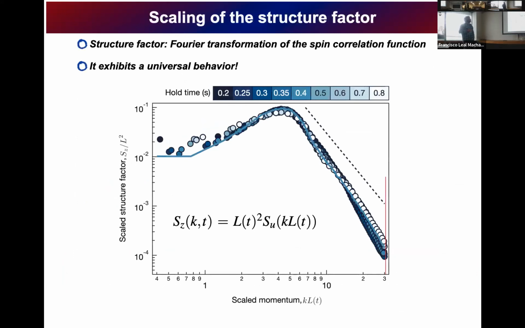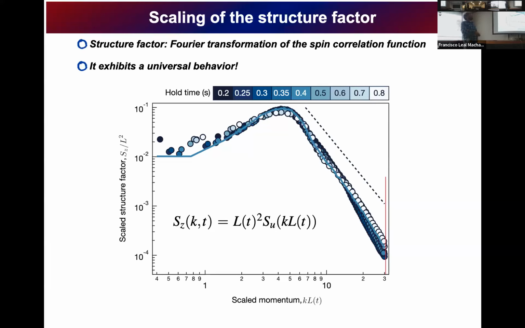The final thing that I want to show in order to argue about the universal behavior is to calculate the corresponding structure factor. This is just the Fourier transformation of the spin correlation function that I told you about in the beginning. Here, what you see is that for longer and longer time scales, both in theory and experiment, the structure factor for different time instants has a self-similar behavior. So all the data fall on top of each other, both theory and experiment.